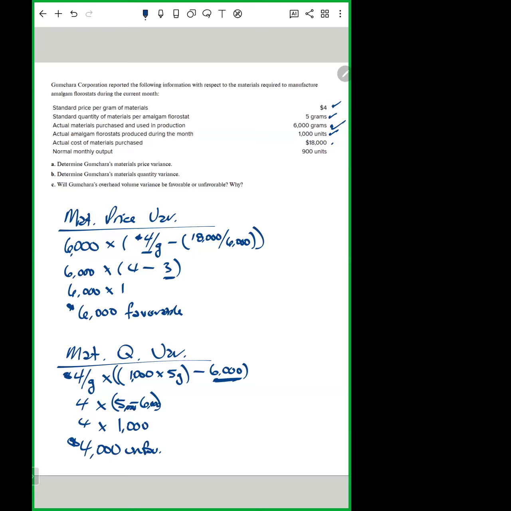The third thing it asks us to do is, will the company's overhead volume variance be favorable or unfavorable? Why? The volume variance will be unfavorable because we used more than the standard called for, right? The standard only calls for 5,000, but we used 6,000, and that's why we ended up with an unfavorable variance.